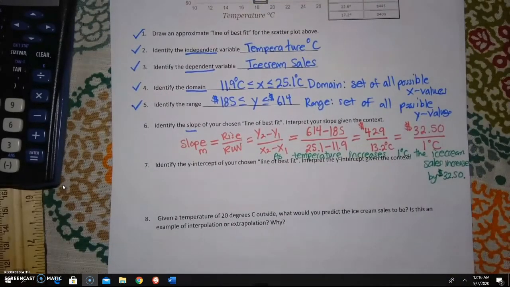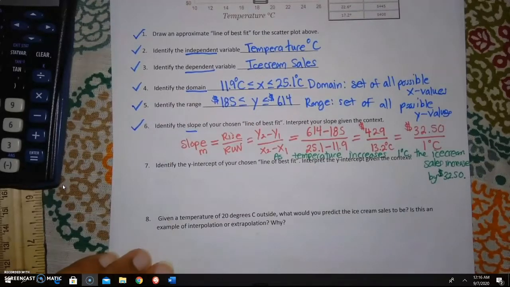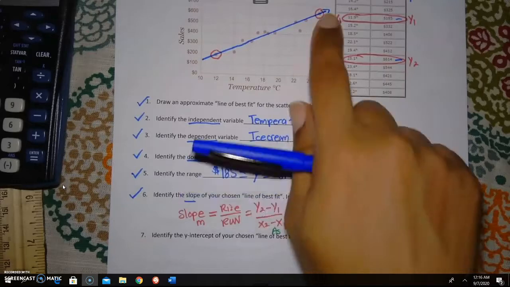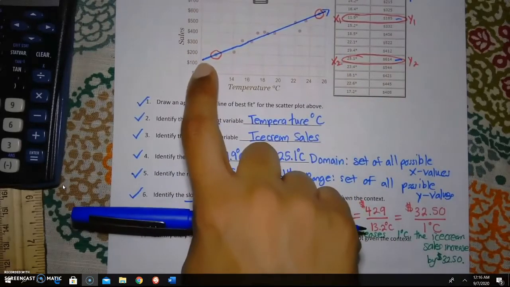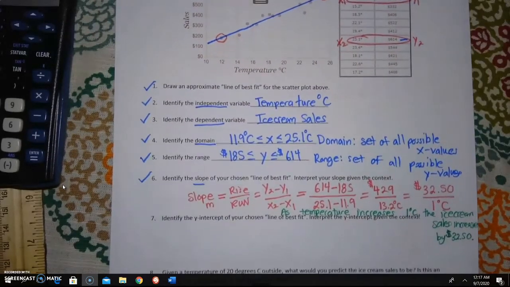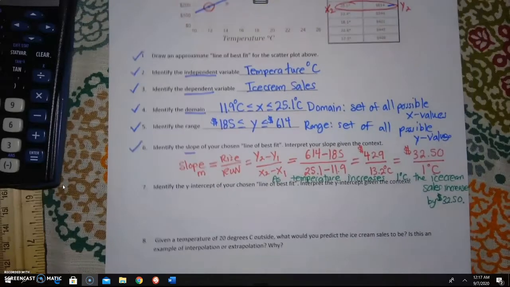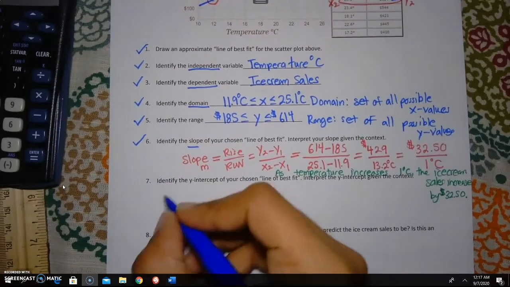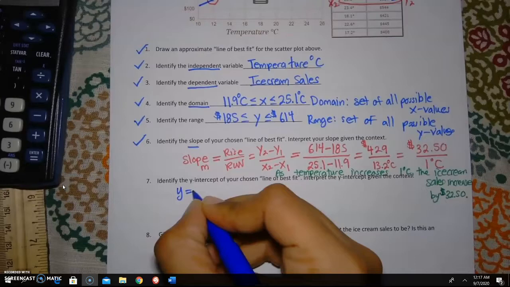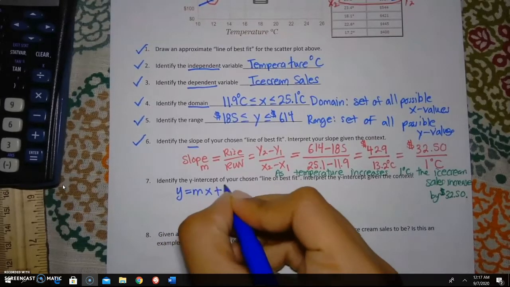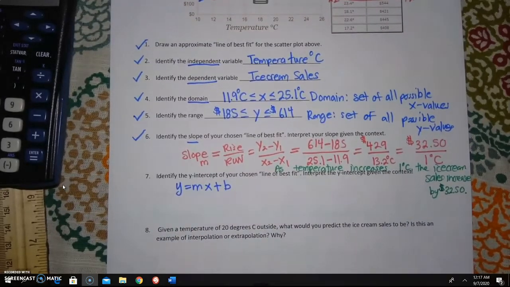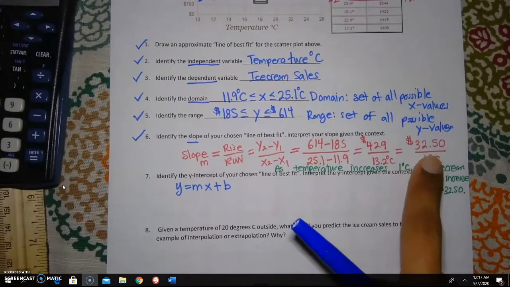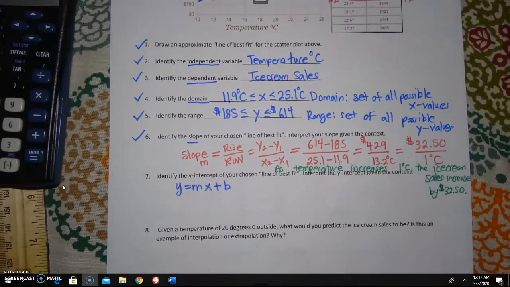All right, so on 7, they would like us to identify the y-intercept. Now, of course, we could look at the graph and say, oh, it's about 100 and something, but I don't think that's precise enough for what we would like here. So instead, we're going to look at what we know. We know that when we write the equation of the line, it should be in the form y equals mx plus b. Right now, we do know m, right? We know that m is that 3250. So I'm going to go ahead and label that.